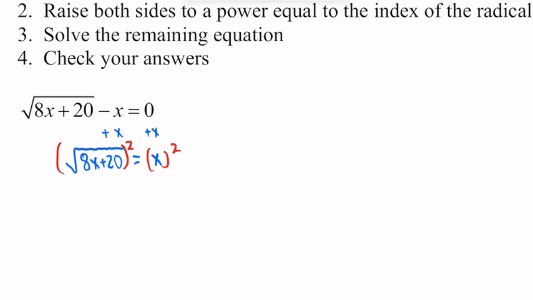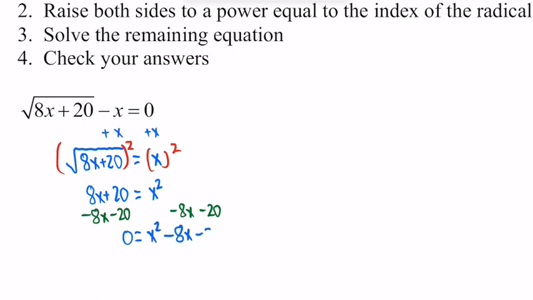On the left side, the square root of 8x plus 20 squared, the square root and square cancel out. We have 8x plus 20. On the right side, x squared is x squared. When you have an equation with x squared in it, we know we're probably going to try to solve it by factoring. So let's move everything over to the side of the equation where the x squared is. We do that by subtracting 8x from both sides and subtracting 20 from both sides. And this gives us 0 equals x squared minus 8x minus 20.